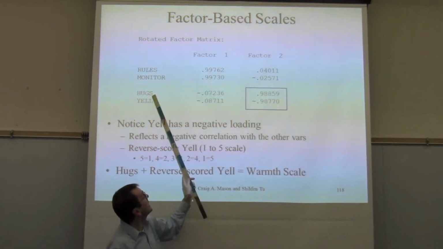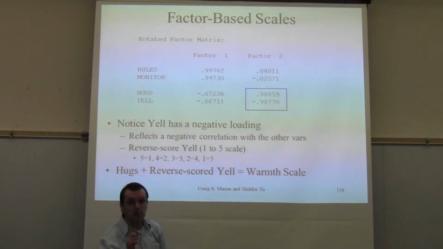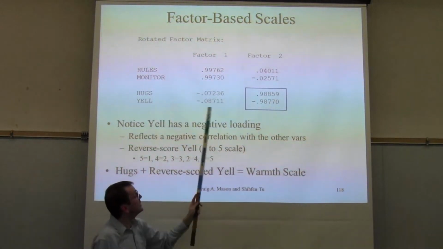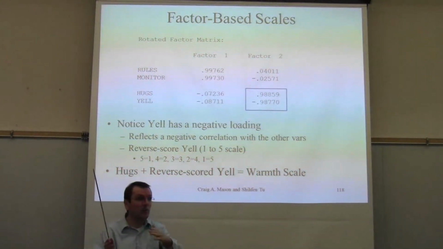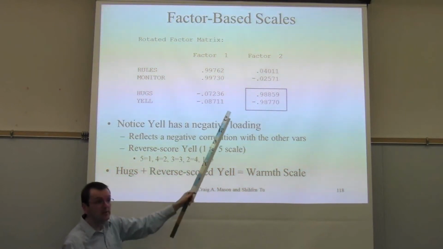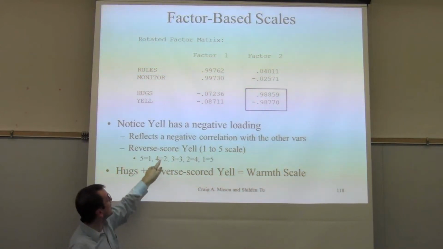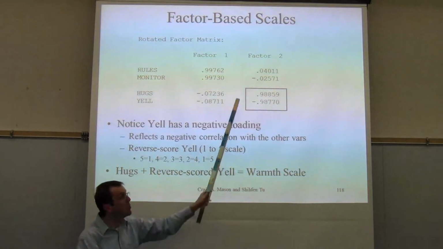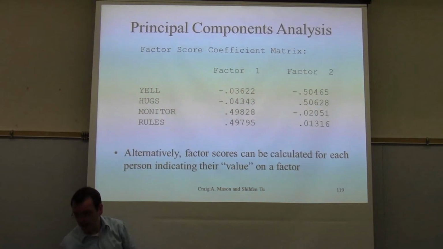And I'll do the same here. I'll add up hugging and yelling and create a warmth scale, keeping in mind that there's a negative loading for yelling, so I need to reverse that. You don't just add them up. If they're both 1 to 5 scales, you need to flip the negative ones around, right? So you just rescore yelling, and then add them up, and you get this warmth scale. Those are called factor-based scales, and you'll see that done a lot.